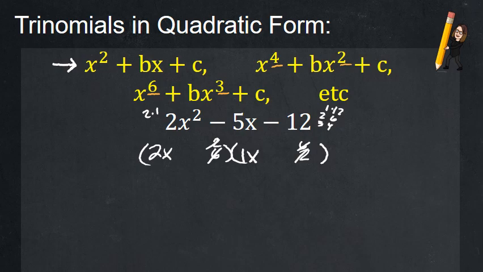So now let's try 3 and 4. An 8 and a 3, hey, that could get me to 5. So in order to get me to 5, I need a positive 8 and a negative 3. Oh, wait, I want a negative 5.